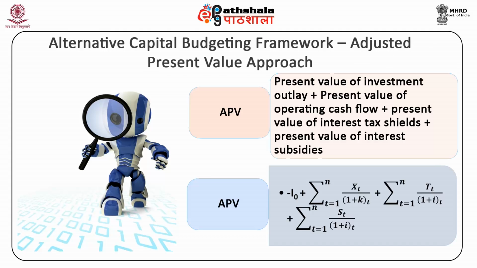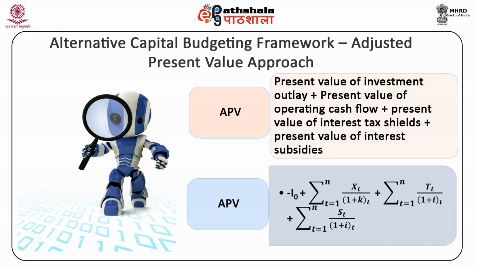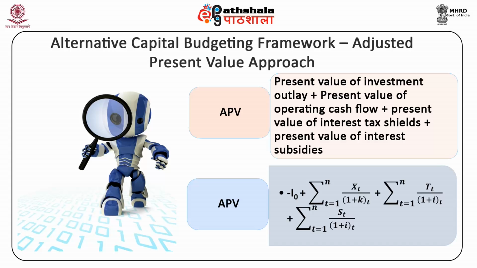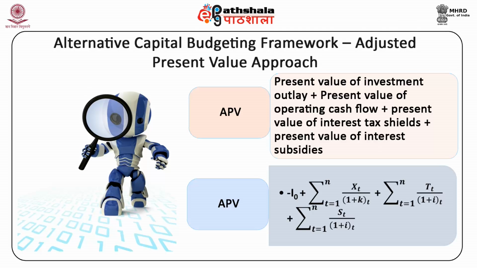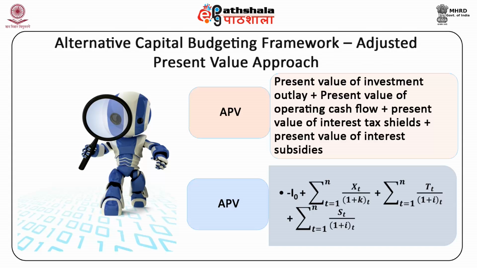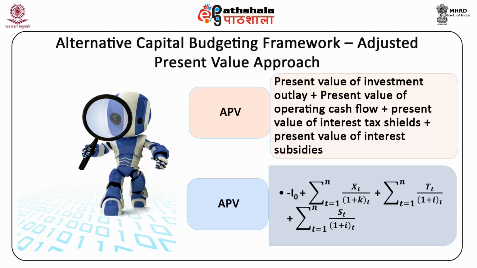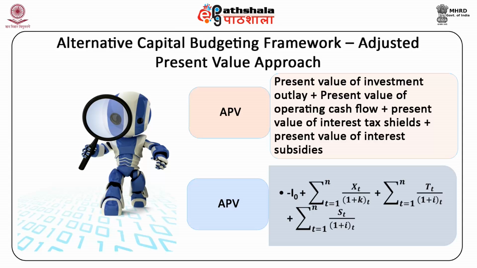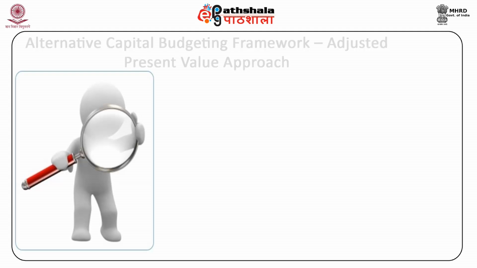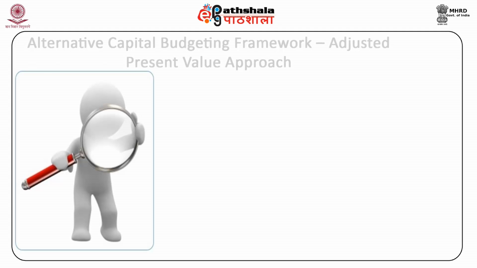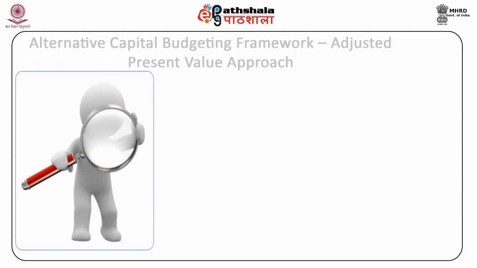Tt is equal to the tax saving in year t due to the specific financing package. St is the before tax value of interest subsidies. i is the before tax cost of debt. Xt is the net cash flow in period t. k is the cost of capital. The last two terms are discounted at the before tax cost of debt to reflect the certain value of the cash flow due to tax saving and interest saving.